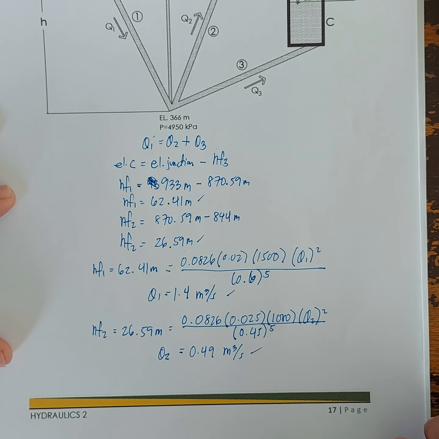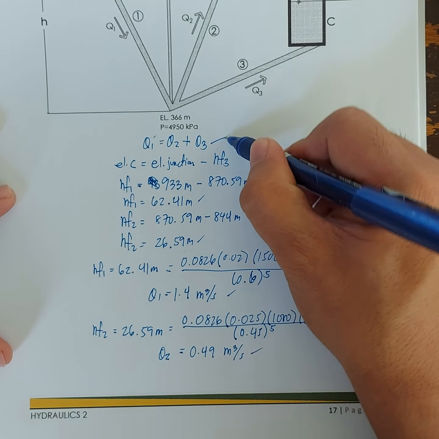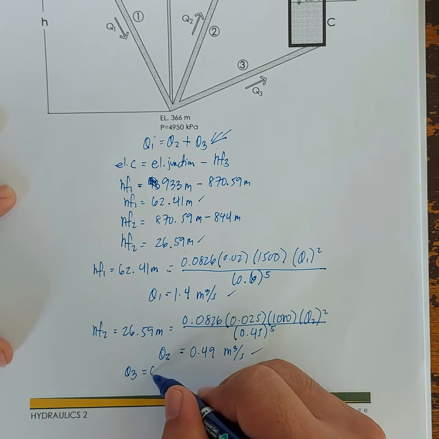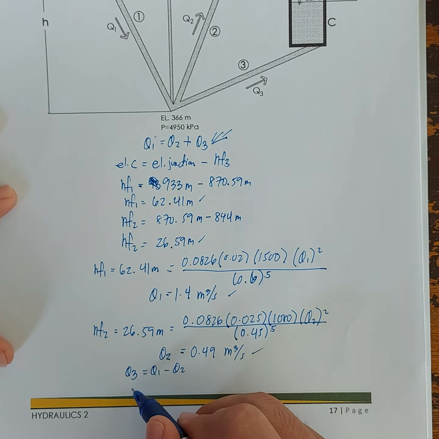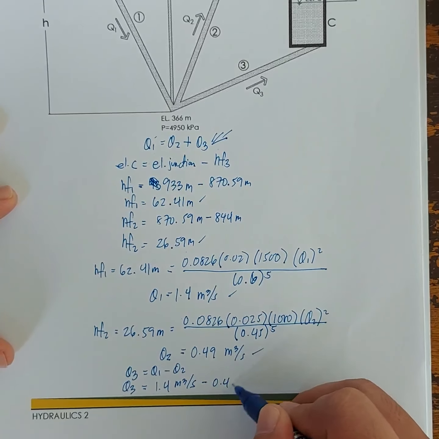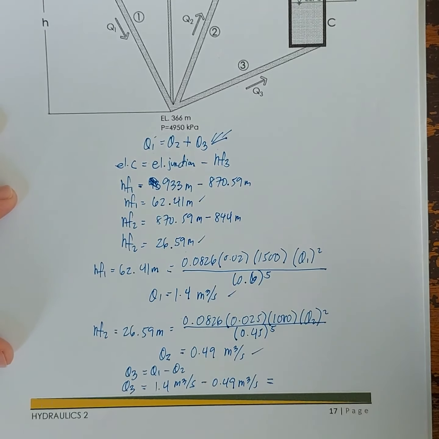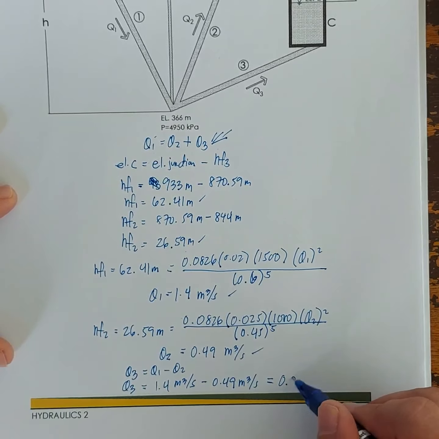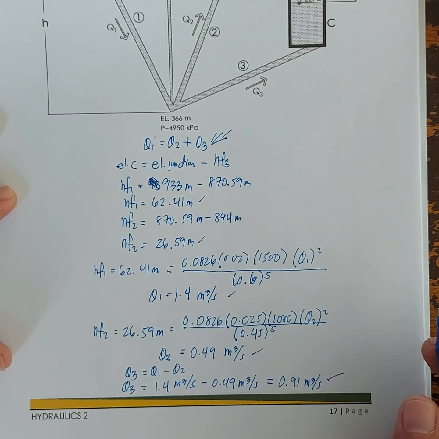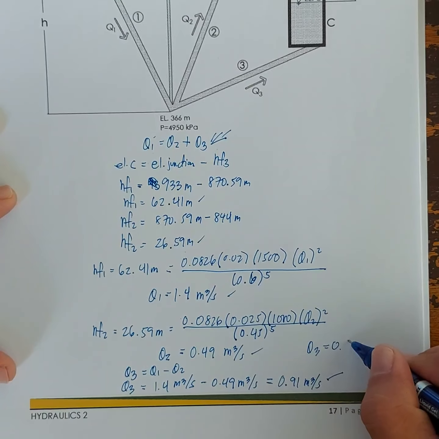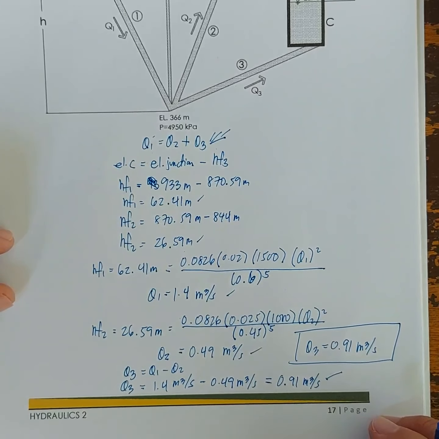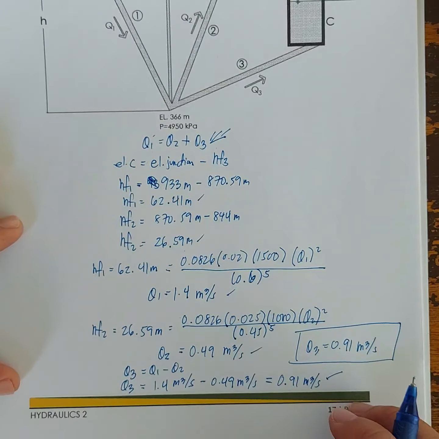Okay, which means that using this equation, we can now solve for Q3. That's simply equal to Q1 minus Q2. So Q3 is equal to 1.4 cubic meters per second minus 0.49 cubic meters per second, and that would give us a value equivalent to 0.91 cubic meters per second. So this would be our Q3. I think that's one of the unknowns. So Q3 is 0.91 cubic meters per second. That is one of the requirements of our problem. Now we need Q3 to solve for HF3.